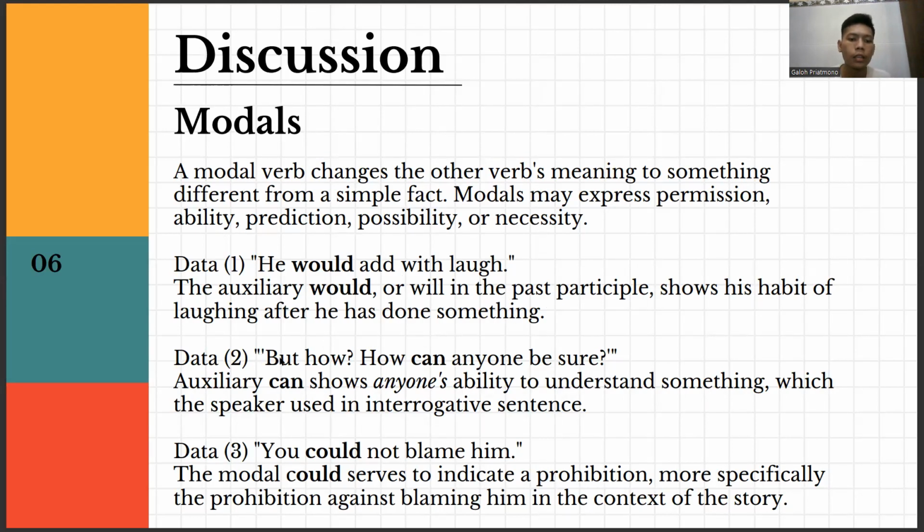The second data is: but how? How can anyone be sure? The auxiliary can shows anyone's ability to understand something, which the speaker used in interrogative sentences. The third data is: you could not blame him. The modal could serves to indicate a prohibition. More specifically, the prohibition against blaming the character, him, in the context of the story.